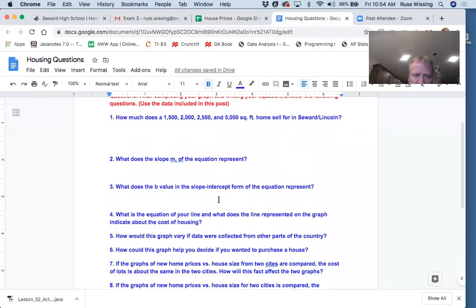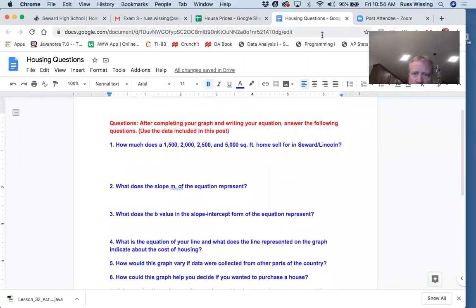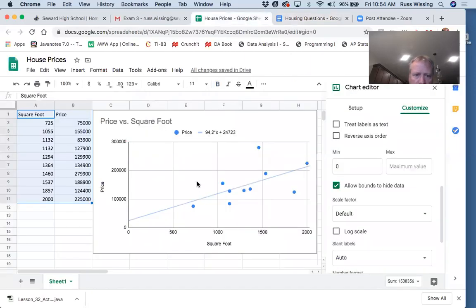It says, what does the slope of the equation represent? So what is the slope, Nathan? 94.2x. There we go. So what does that mean if I had to interpret that in context? I mentioned it earlier. For every 1 square foot, the price goes up by $94.2.